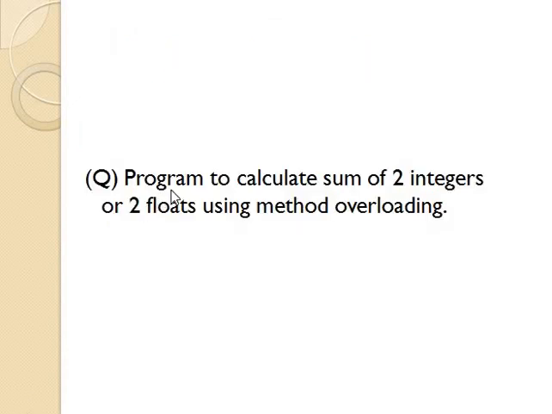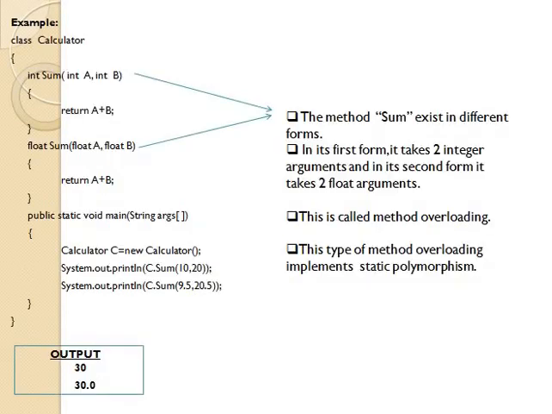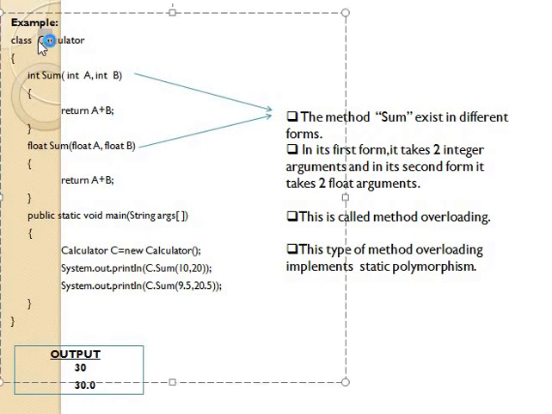Now I am going to show you a Java program to calculate the sum of two integers or two floating point numbers using the concept of method overloading. So this is the program, and this program is specified by the class name known as calculator. Now the opening brace of this class calculator and the closing brace of this class calculator signifies the scope of the class or the body of the class.